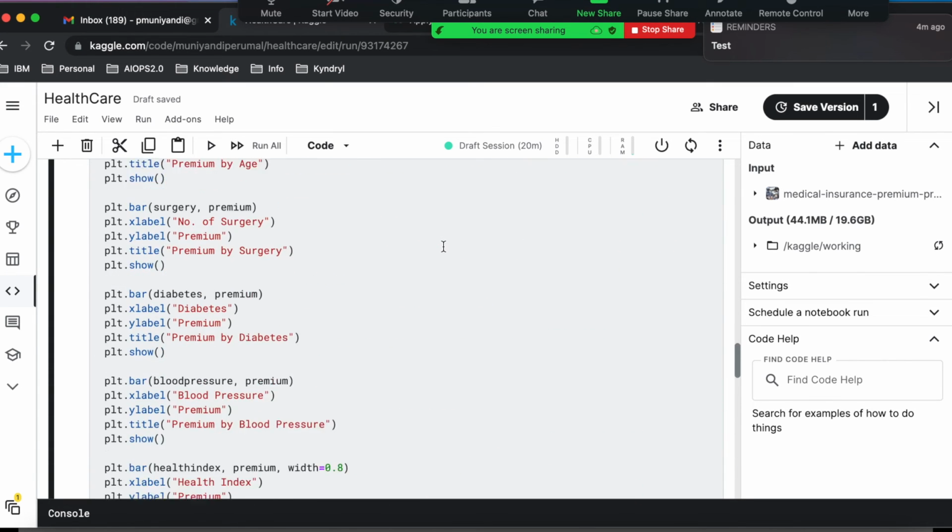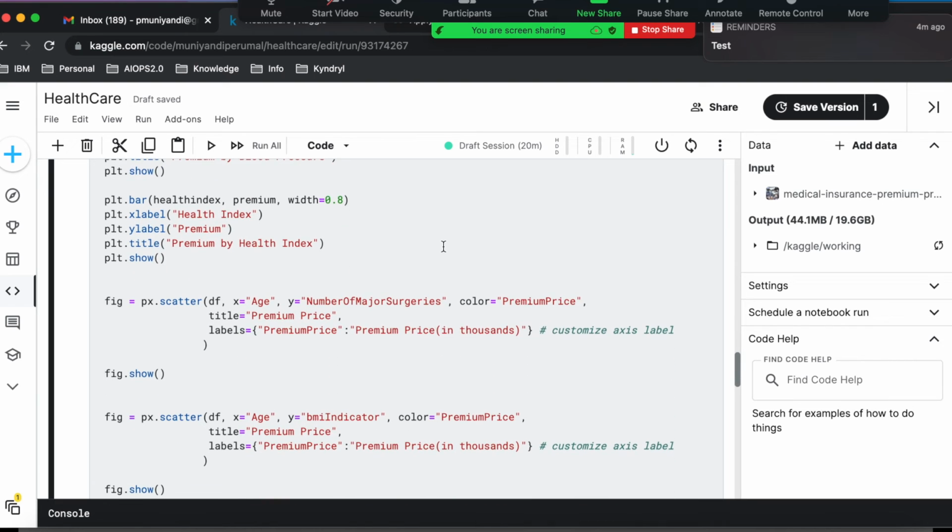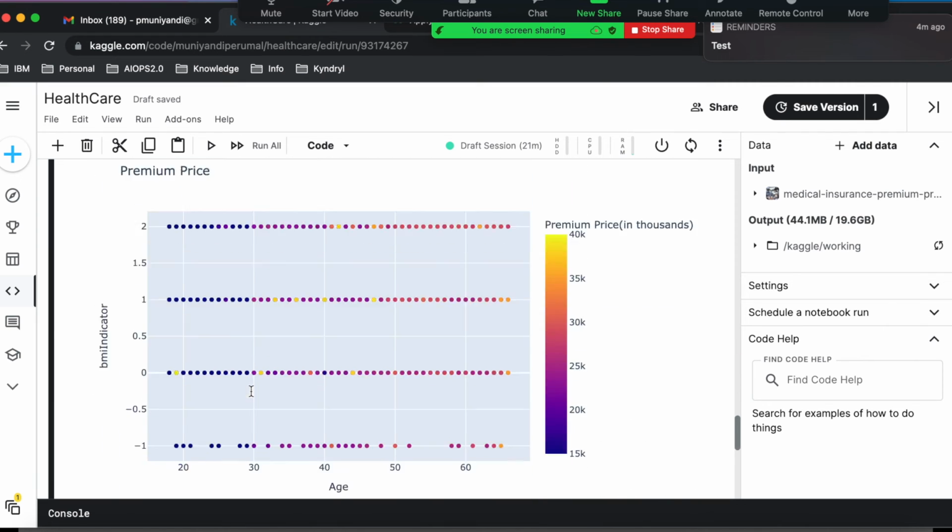Okay. So for a scatter plot, you need to have three axes. One is the x-axis, another is the y-axis, and then the dot is a third dimension. So the dot is the premium. Okay. So premium is the third axis. On the x-axis I have age and number of surgeries, and then I apply the premium. Now you go to the scatter plot, you will understand.